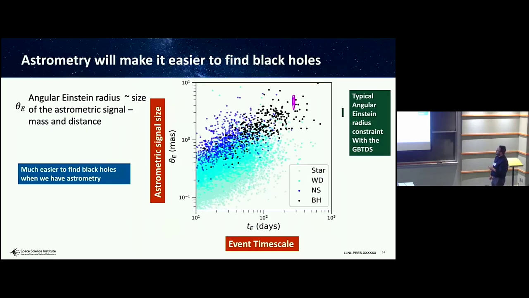instead of in the photometric space, you look in the astrometric space, your black holes end up away from the main population, great, but they also end up in the high signal-to-noise space. So these are larger theta E's, these are larger astrometric signals, these are easier to measure. Same with tE. This is a typical kind of constraint you'd get from the galactic bulge time domain survey on theta E. You can see that we're going to be able to basically confidently identify black holes with the astrometric data, which is much better than we could do with the photometric data.